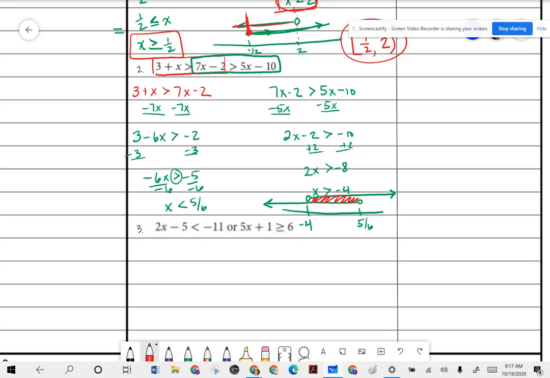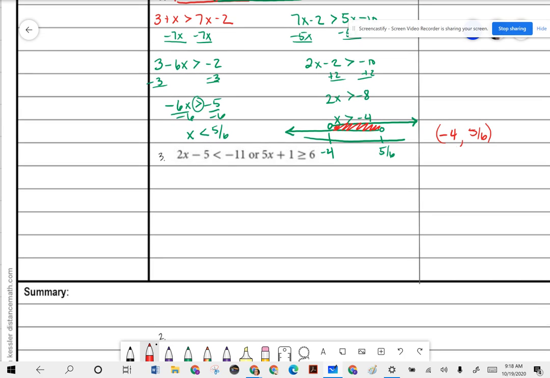So in interval notation, the smallest number is negative 4. The largest number is 5/6. You cannot include either of them because this doesn't have an equal to. They're both open circles. All right, so now let's take a look at number 3. What's nice about this is it's already set up as an or. And now we just go ahead and solve.